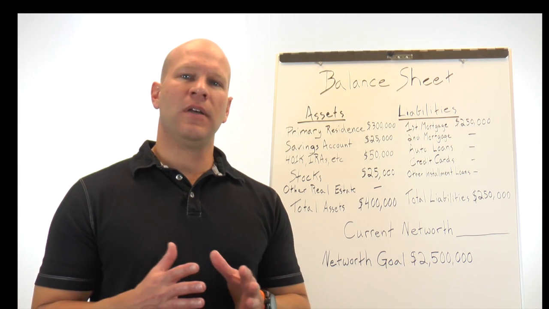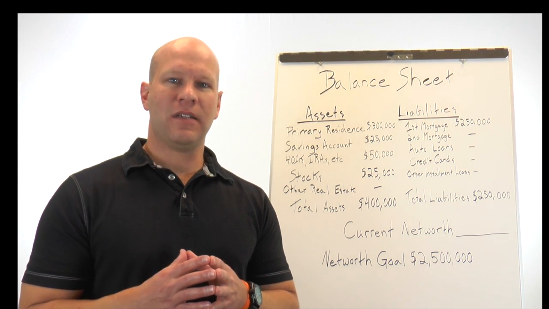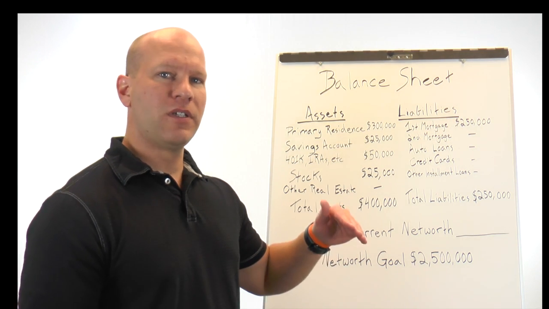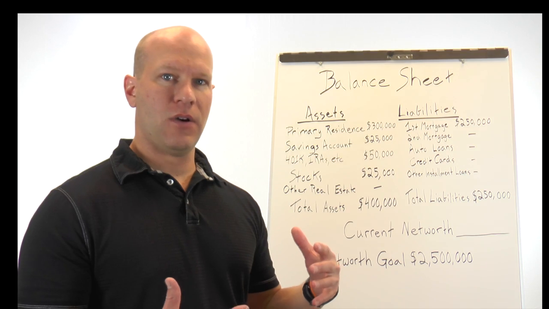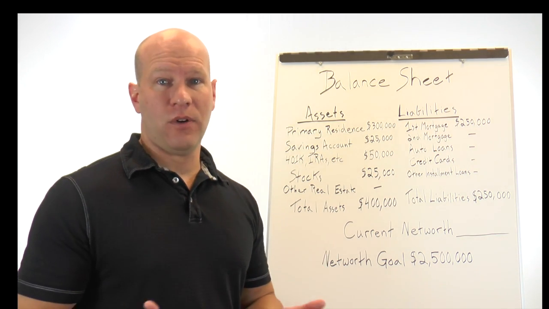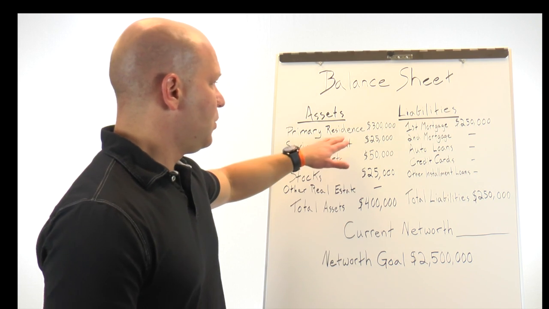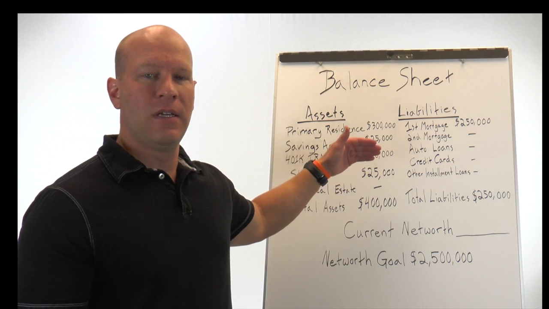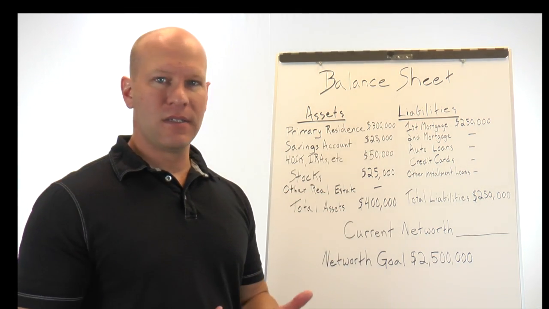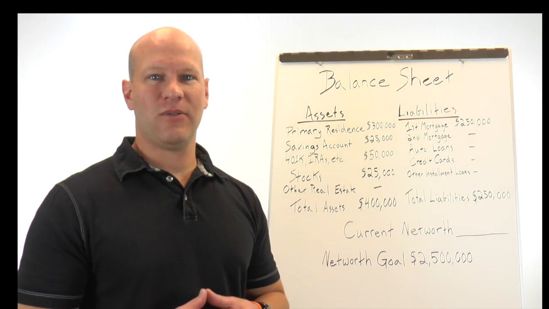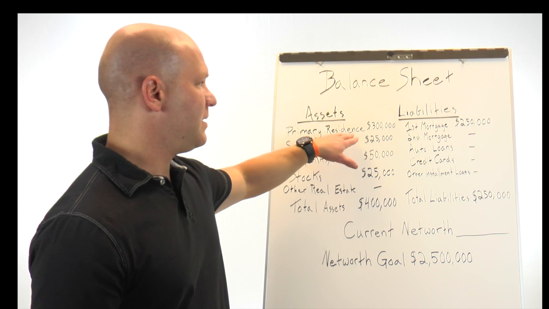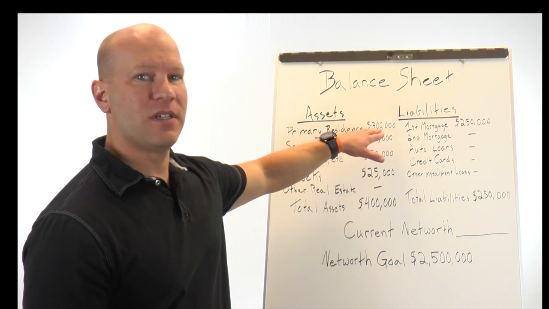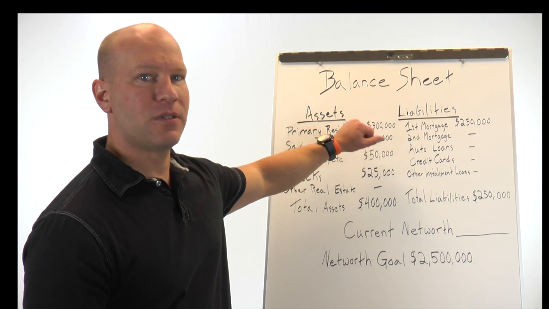And what you do is, when you're listing your assets, we're going to list them, and we're going to list what they're worth, okay? So the real value of these assets, okay? So your primary residence, if you don't know what it is, then make your best educated guess, okay? In this example, our primary residence is worth $300,000, okay?